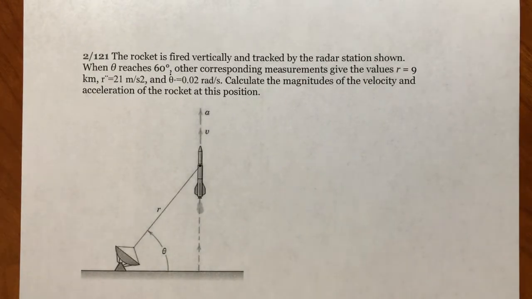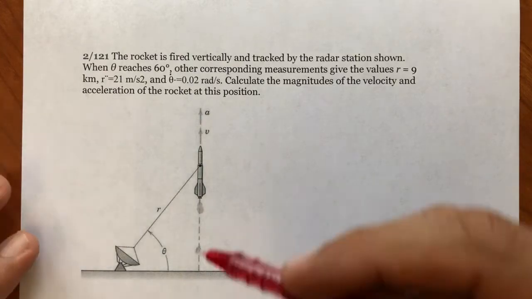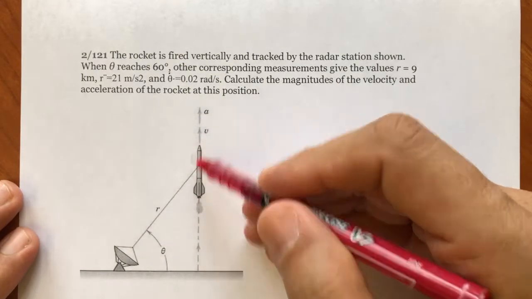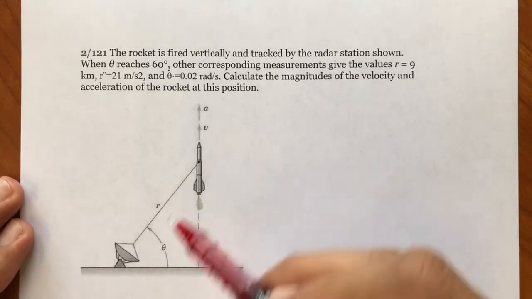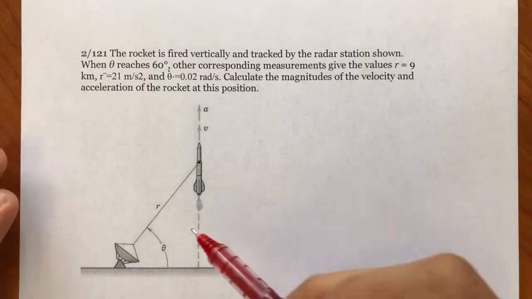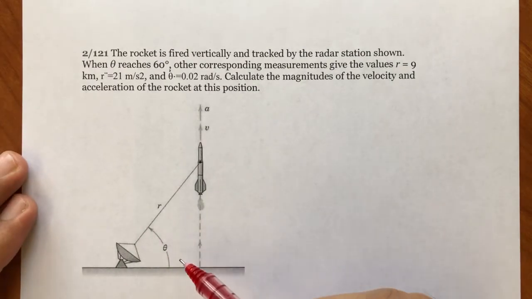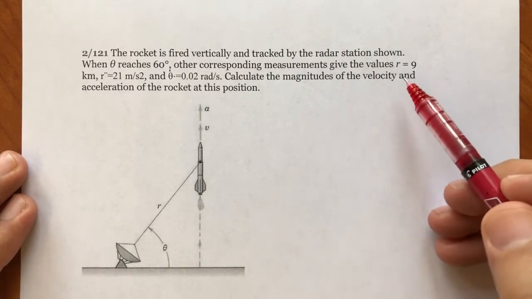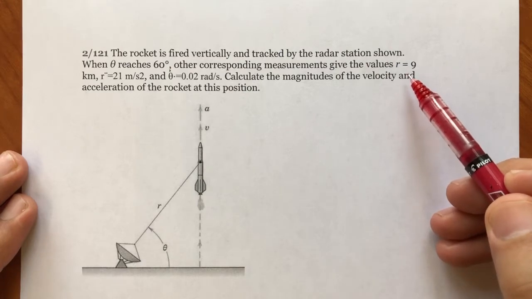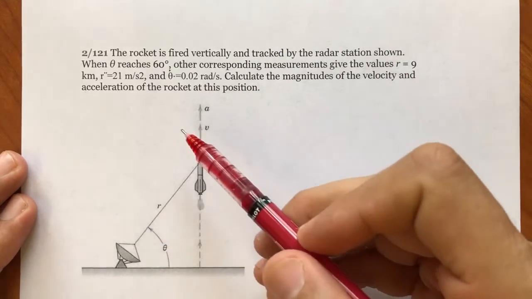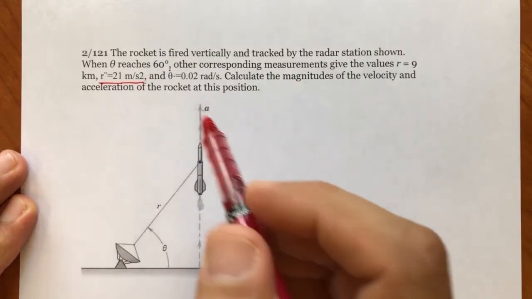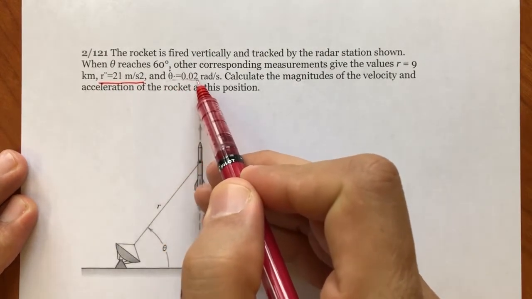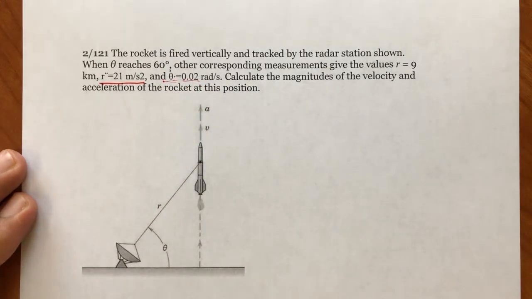Another good example for polar coordinates and radars. In this one, we have a rocket which is going just in the vertical direction, and this radar is tracking this rocket. At this moment, which is shown here, R is given. R is 9 kilometers. R double dot is 21 meters per second squared. Theta dot is given as 0.02 radians per second.